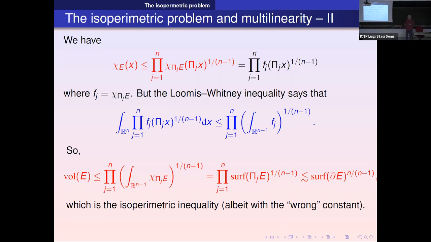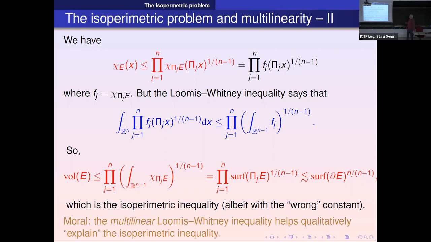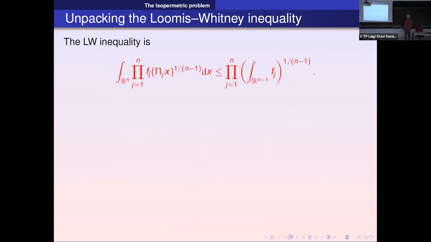So I'm not really setting that constant today. I'm more wanting to think about the methods and the techniques. Okay, so that's a little bit about the isoperimetric inequality. So the point is that the multilinear Loomis-Whitney inequality helps us qualitatively explain the isoperimetric inequality, even if it doesn't give us the sharp constants. So that's the moral of this.